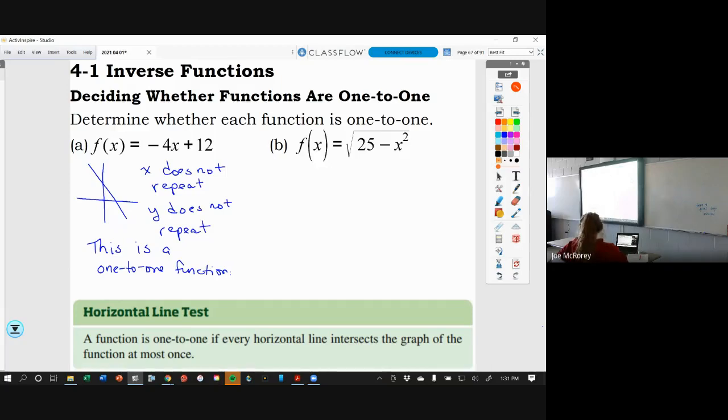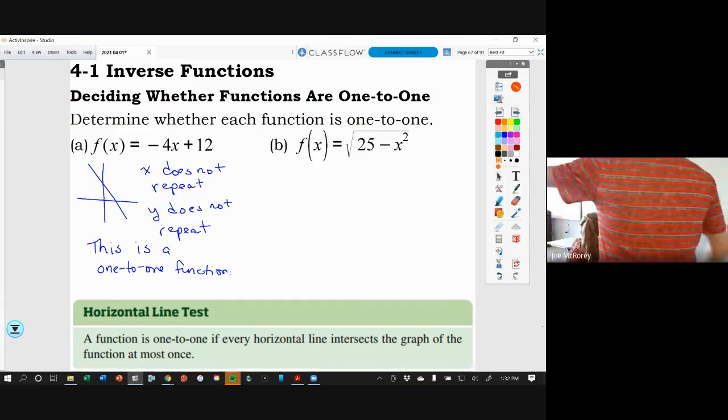I'm going back to a previous lesson now, we're talking about domain. Can x be 5? No. What's 5 squared? 25. What's 25 minus 25? 0. Can you take the square root of 0? Yeah, I can. Square root of 0 is? Zero. Okay, so x can be 5.